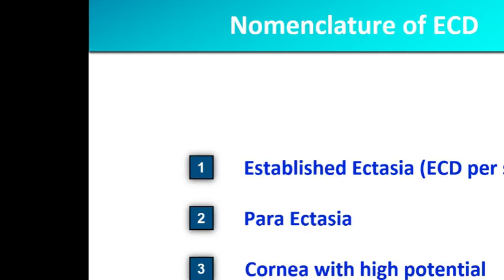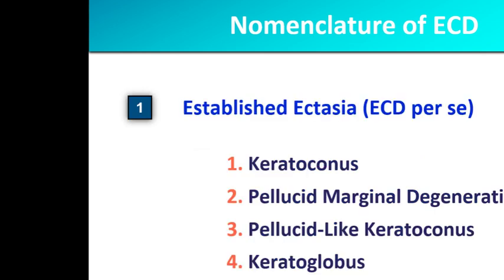Actually, ectatic corneal diseases can be grouped into 3 categories. The first one is established ectasia, or ectasia per se, then para-ectasia, and cornea with high potential to develop ectasia if we do corneal refractive surgery. The established ectasia includes keratoconus, pellucid marginal degeneration, pellucid-like keratoconus, keratoglobus, and post-laser vision correction ectasia. I'm going to talk about all of these in terms of topography.